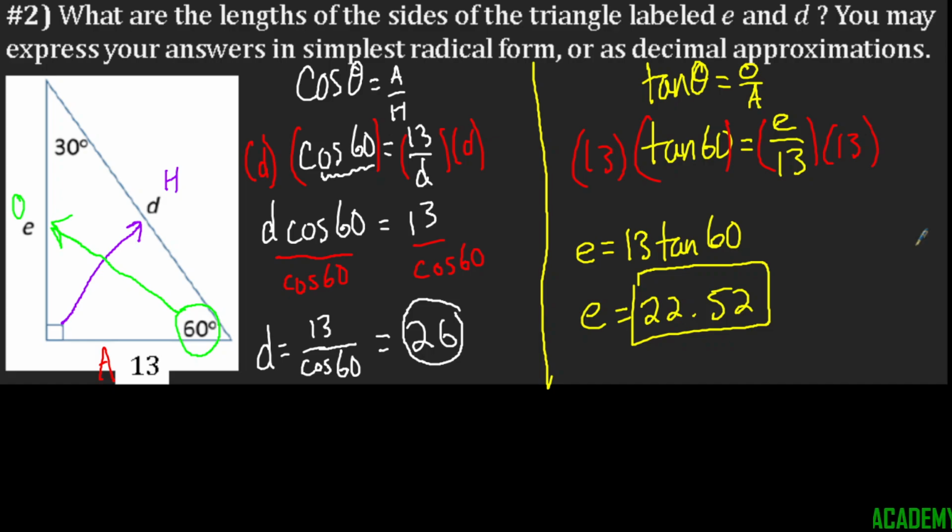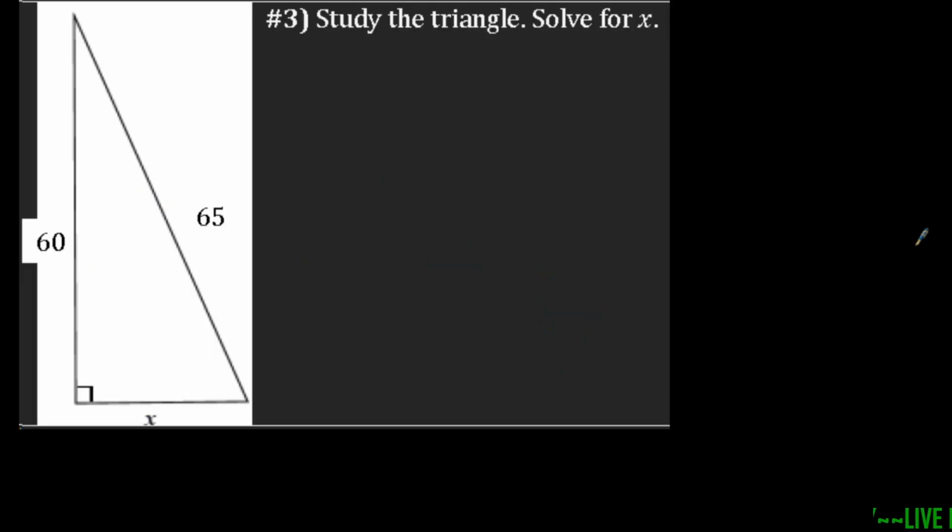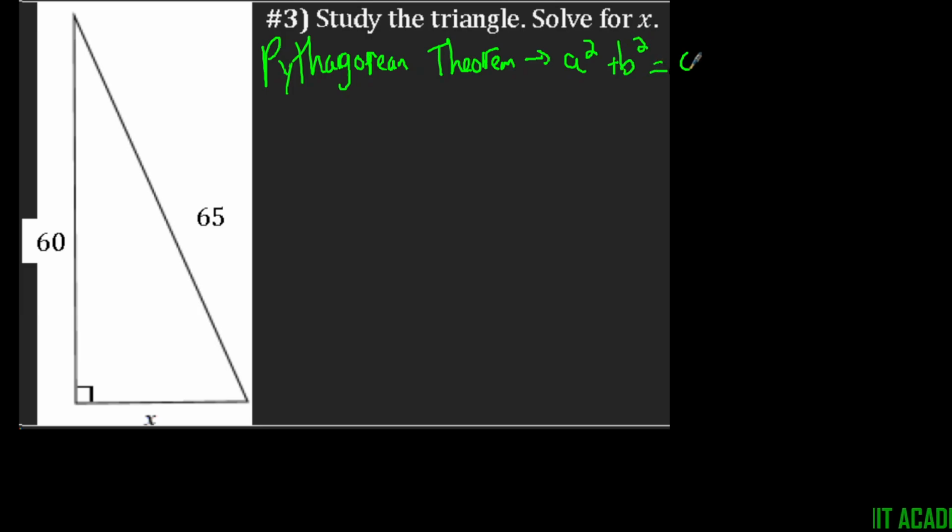Okay, so now moving on to number 3, let's study the triangle and solve for x. Notice how the only angle I have inside of the triangle is a right angle. That means I'm not going to be using my trig functions or trigonometry ratios. This tells me I'm going to use the Pythagorean theorem. I have to remember those posters from before. The Pythagorean theorem only works for right triangles, and it says a squared plus b squared equals c squared.